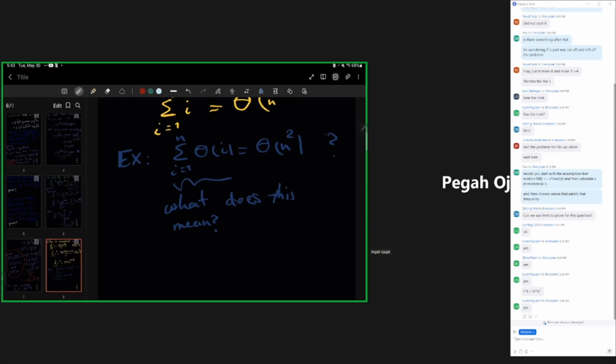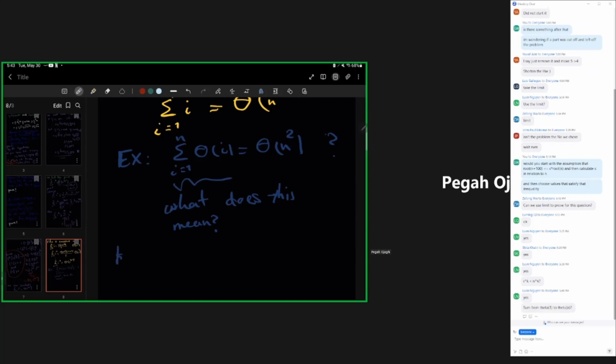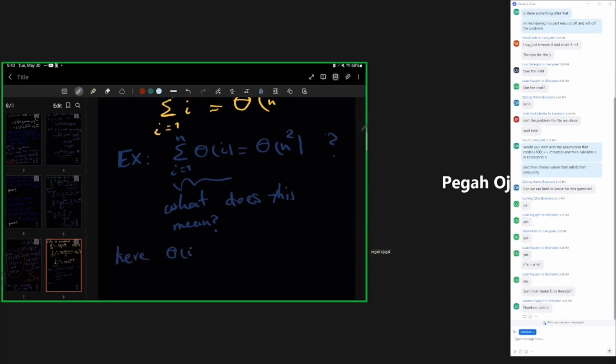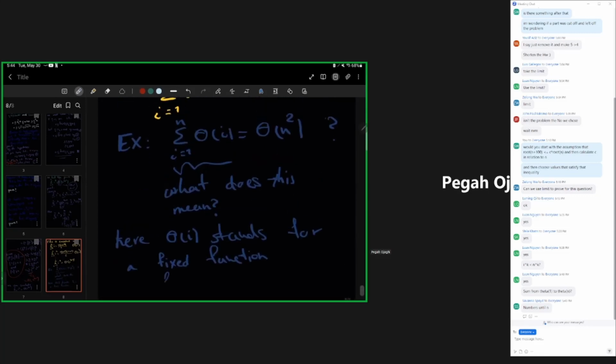So when I say theta i, it stands for a fixed function. It means that f(i) is equal to theta i. So I'm going to show that the summation from i = 1 to n of f(i) is equal to theta of n squared. That's what you need to show.